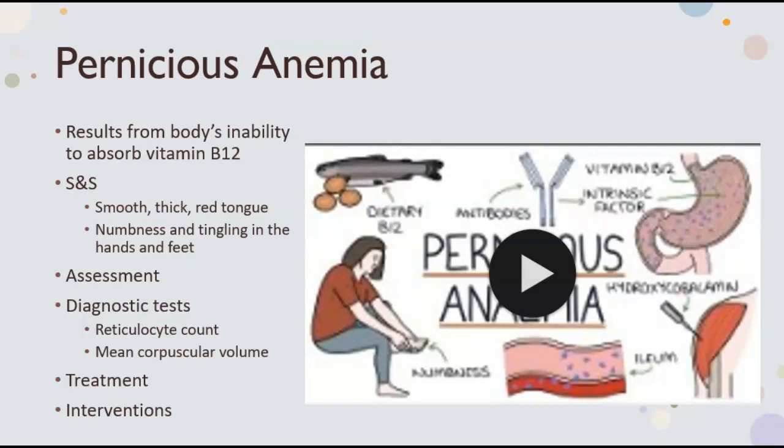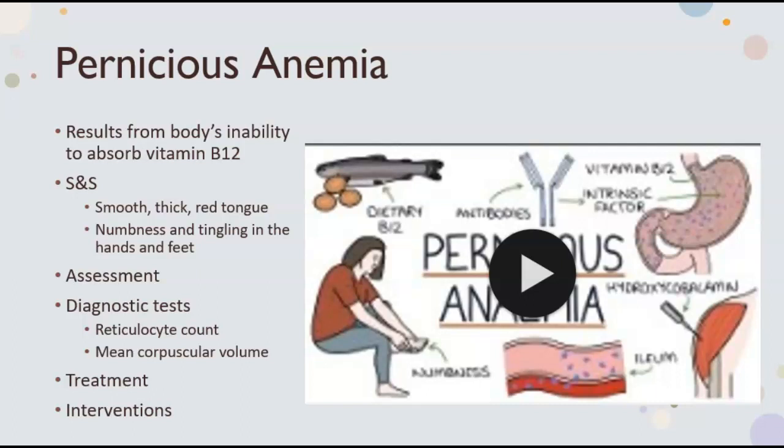So if your body doesn't have enough B12, then it's not going to produce red blood cells, and then the red blood cells won't be able to carry the hemoglobin, and the body won't get oxygen. Signs and symptoms are going to be the same as anemia in general, not necessarily hypovolemic: fatigue, restlessness, weakness. They will also have a smooth, thick, red tongue.